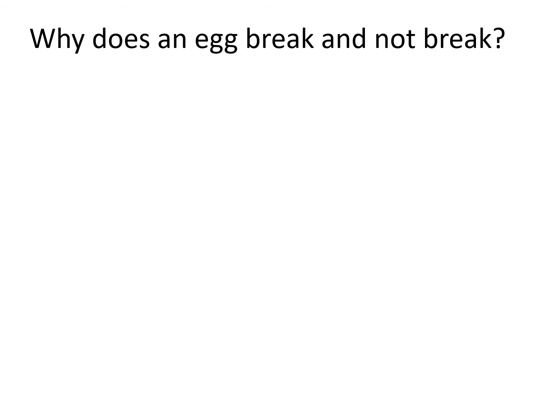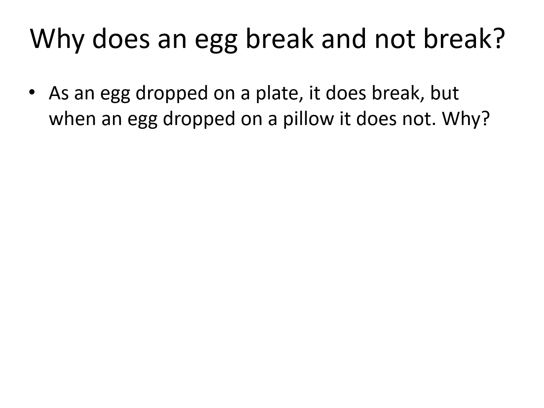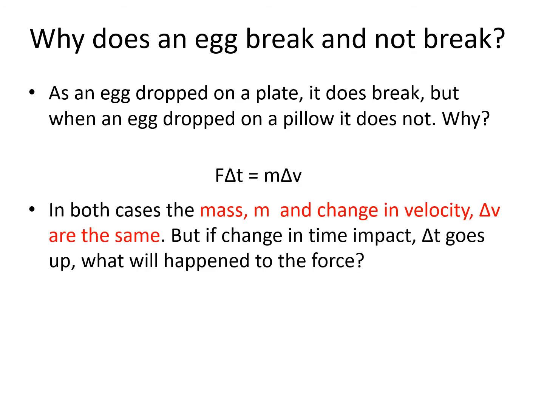Why does an egg break and not break? When an egg drops on a plate, it breaks. But when an egg drops on a pillow, it does not. So why can this happen? In both cases, the mass and the change in velocity are the same. But if the time of impact increases, what will happen to the force? Right, the force will decrease, or we can say the force goes down.